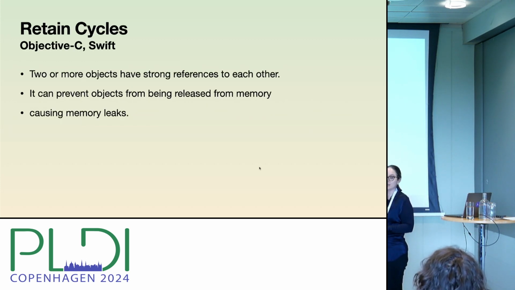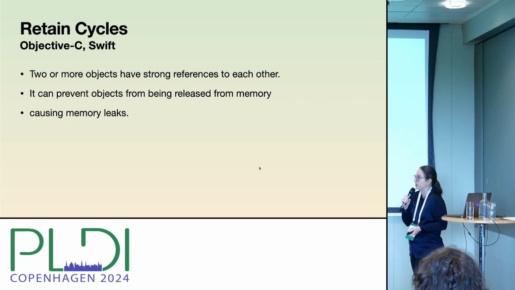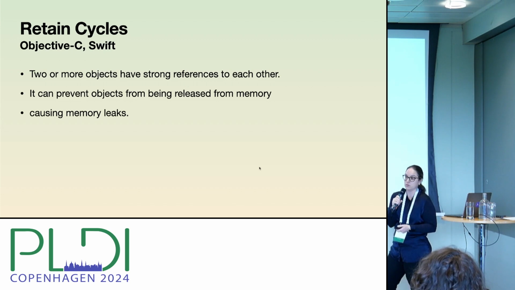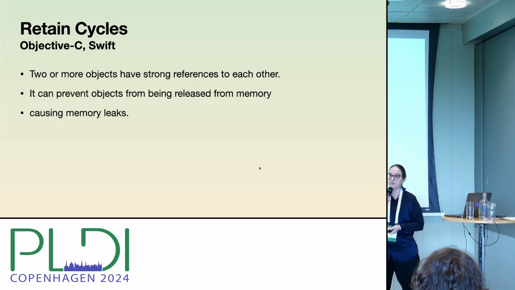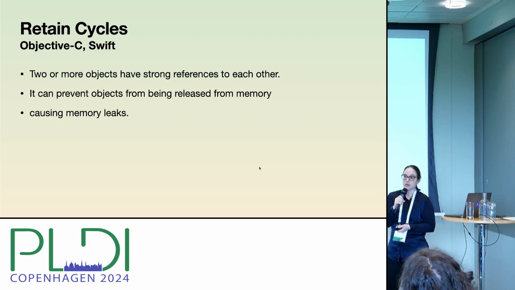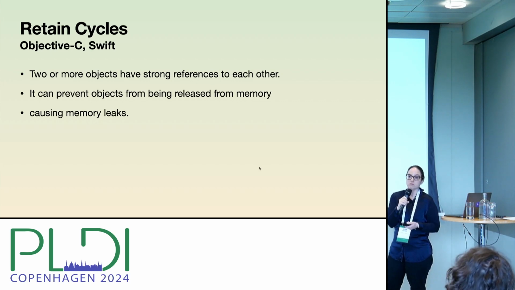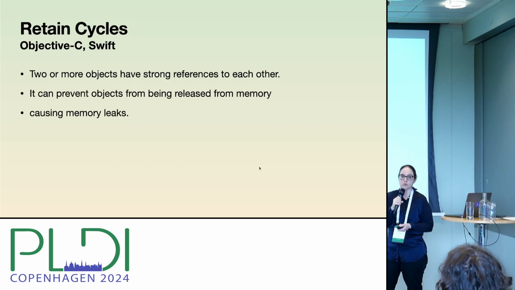So what is a retain cycle? Something happens in Objective-C, but also Swift, that two or more objects have strong references to each other, and that prevents them from being released from memory, and that can cause memory leaks. So it causes many memory leaks in the apps, and it's easy enough for developers to do.